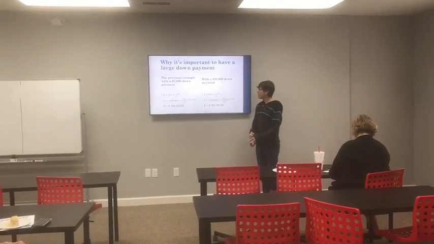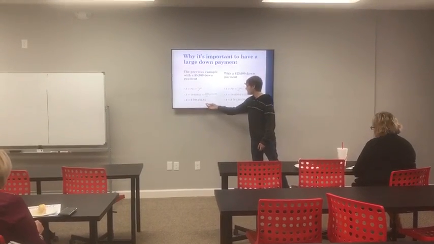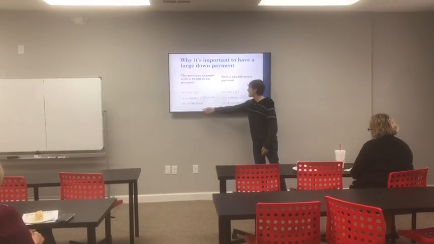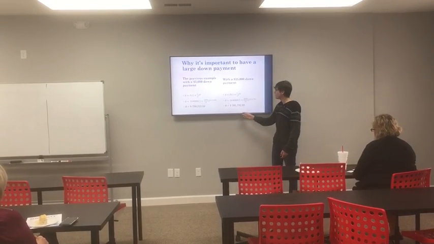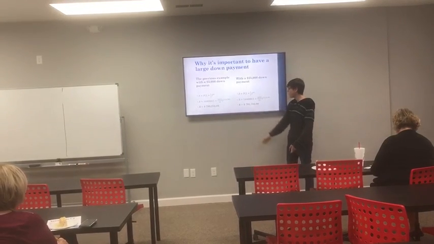This is why it's important to have a large down payment on a house, because with our previous example, it would be around 800,000, and if you were to add another 20,000 to that, it would lower the total cost by around $100,000.